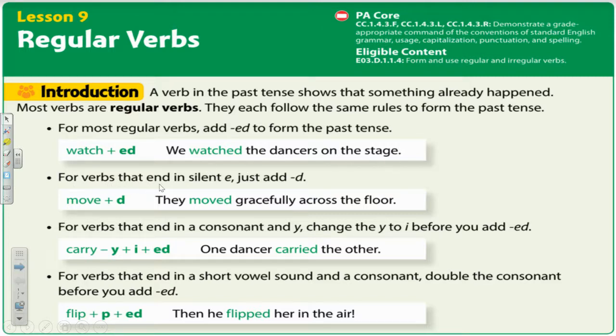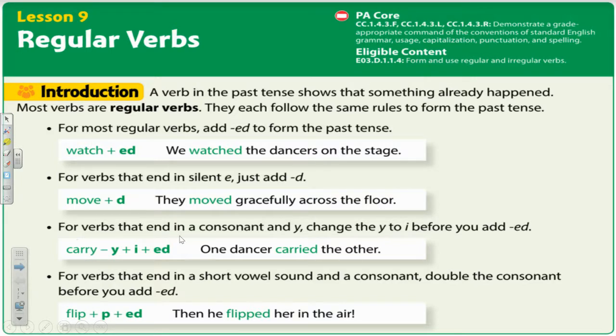For verbs that end in a silent e, then you just add a d to the end. Look at the verb move. If you want to say, last week I moved, then you would just add the d. They moved gracefully across the floor.